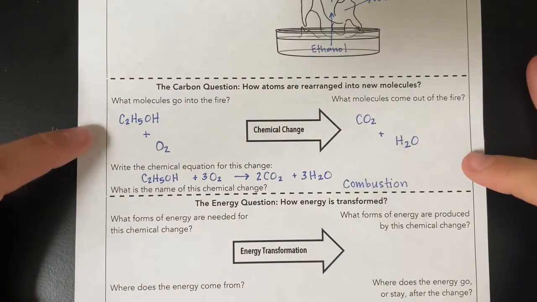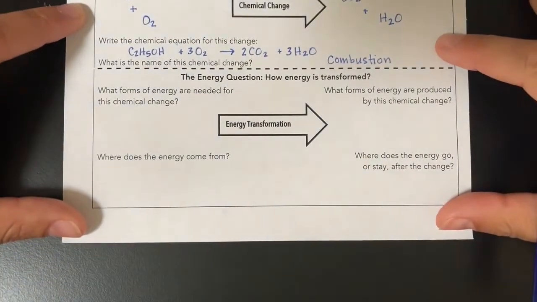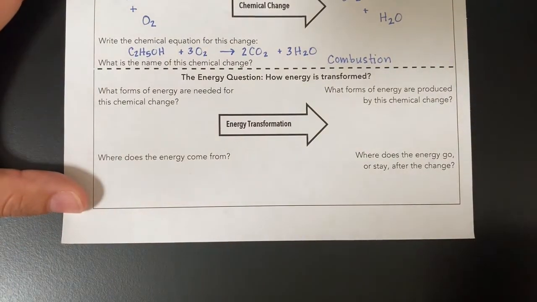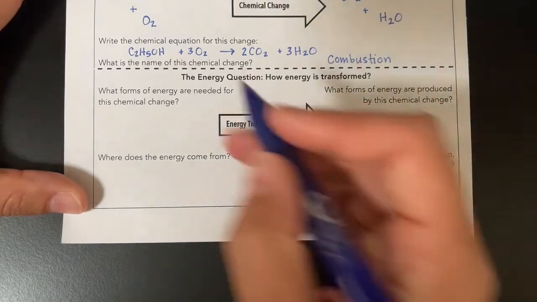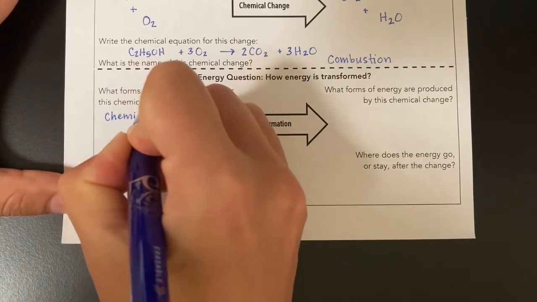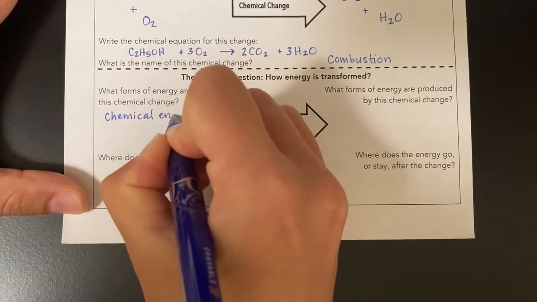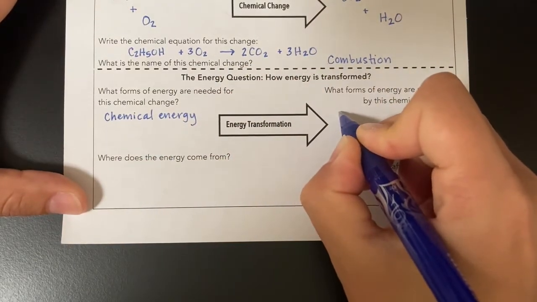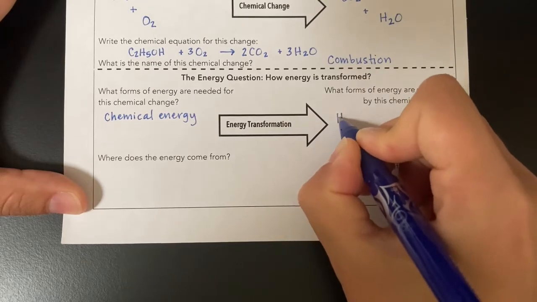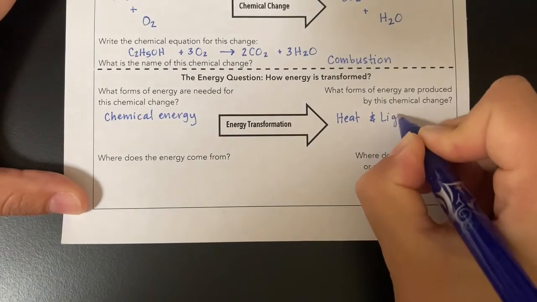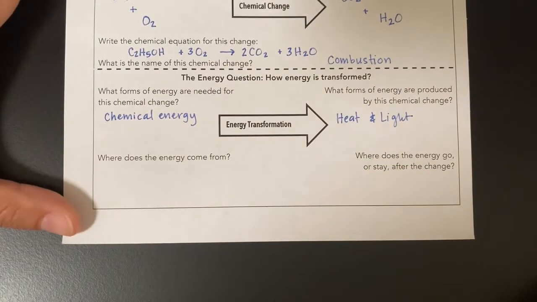All right, now the next question that we have on here is, how is the energy being transformed? How's that energy changing? We know that energy can't be created or destroyed, and we know that we started with chemical energy, and we know that the energy that comes out of the reaction is that heat and light energy. And now we just need to talk about where this energy comes from and where it goes.